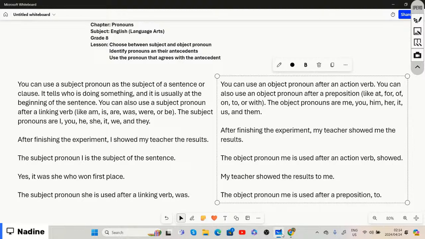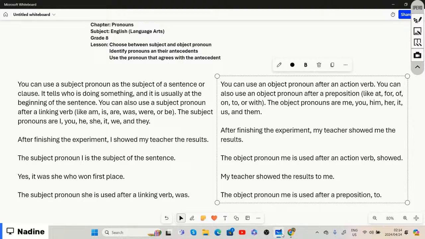All right. So when it comes to object pronouns, we write an object pronoun after an action verb or after a preposition. And object pronouns are words like me, you, him, her, it, us, and them. Those are examples of object pronouns.